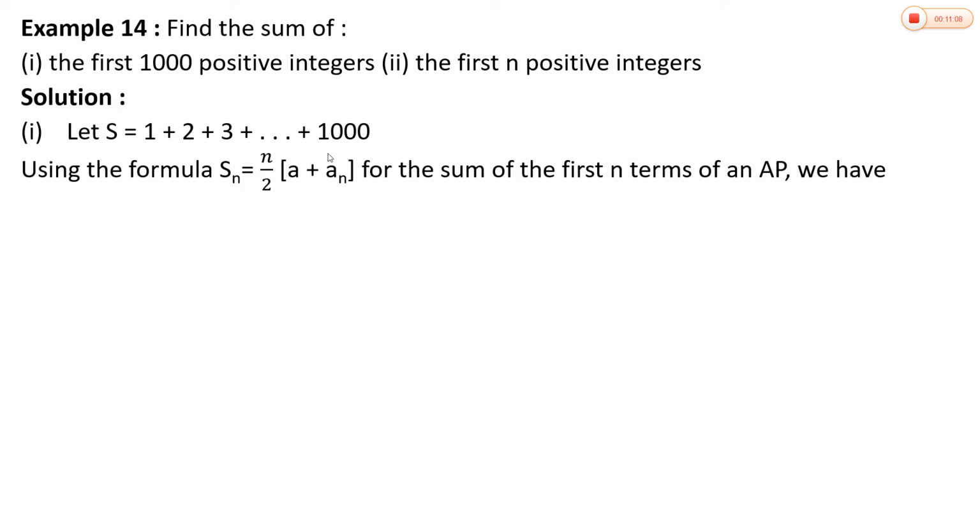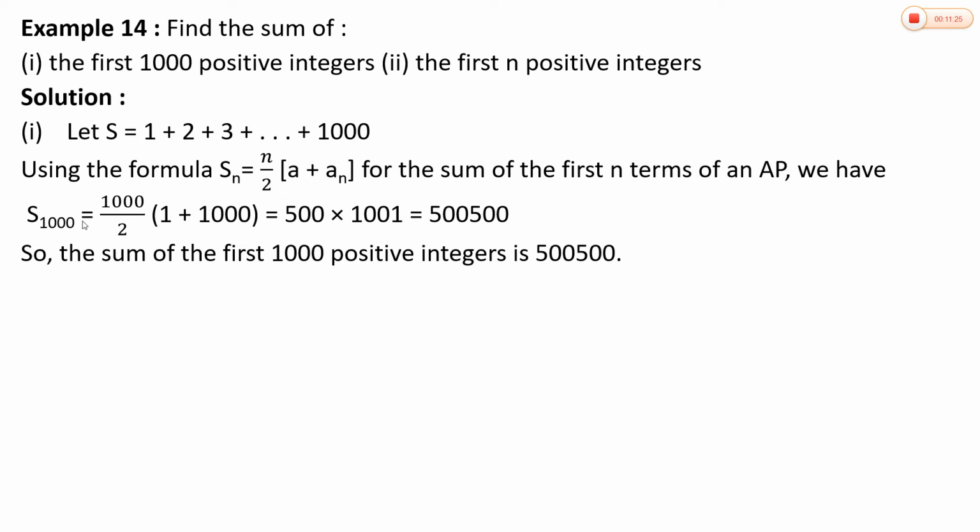So here you know the value of the first term a and you know the last term an. So you can use this formula, that is Sn is equal to n by 2 into a plus an, as you know the first term and last term. And here you know the value of n also. For the sum of first n terms of an AP, we have S1000 is equal to 1000 by 2 into the first term 1 plus the last term 1000. 1 plus 1000 is equal to 1000 by 2, which is 500, into 1001. The answer is 500,500. So this is the sum of the first 1000 positive integers.